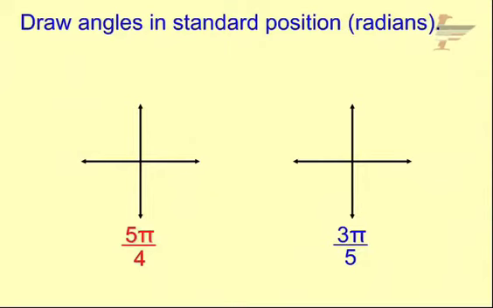To draw two angles in radians. So radians actually, they're so nice to work with. They make so much sense as long as we just kind of embrace them and make sure we understand what's happening. So our first angle is 5 pi over 4.